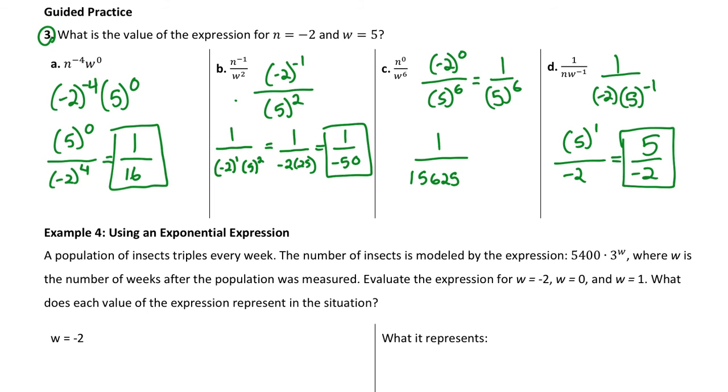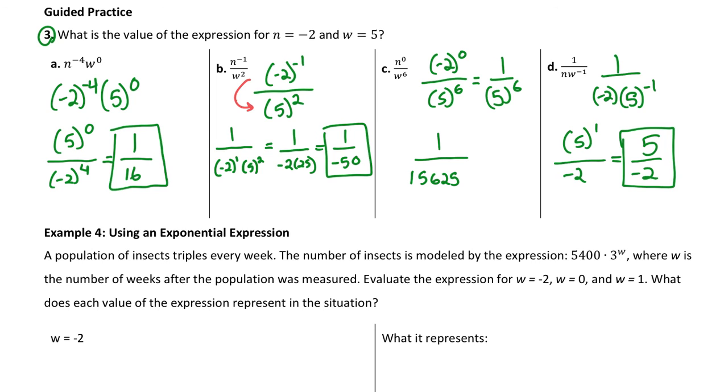In part B, negative 2 is being raised to a negative power, so the way I explain it, it gets moved to the bottom. 5 squared stays on the bottom because it's raised to a positive power. So this becomes, in the end, 1 over negative 50, or negative 1 over 50. The whole fraction is negative. The whole fraction is one number. 1 over 50 is not two separate numbers. It is one number.